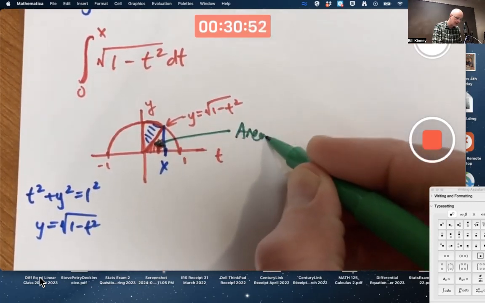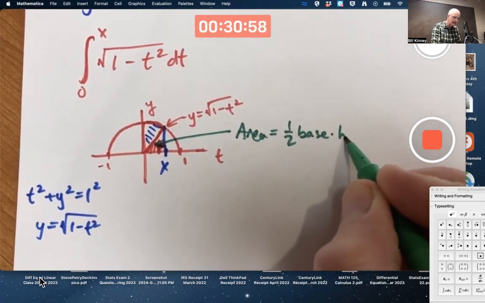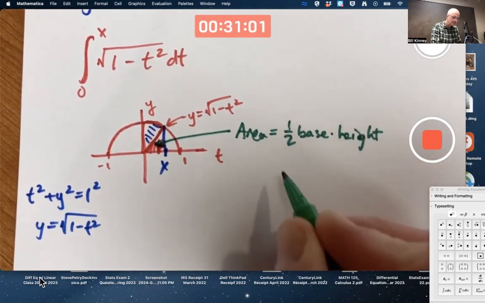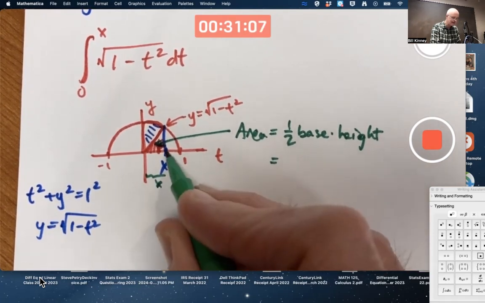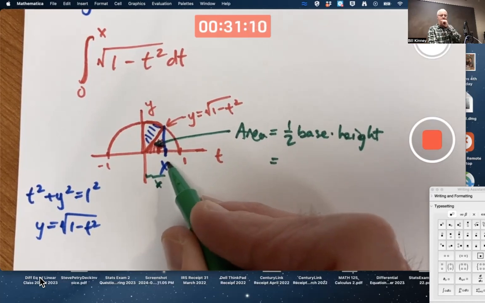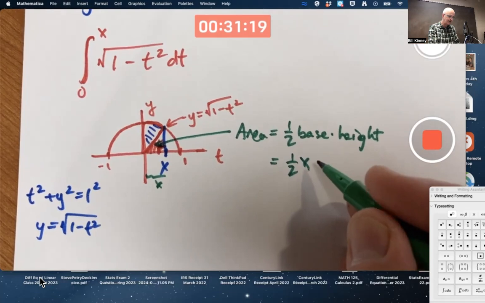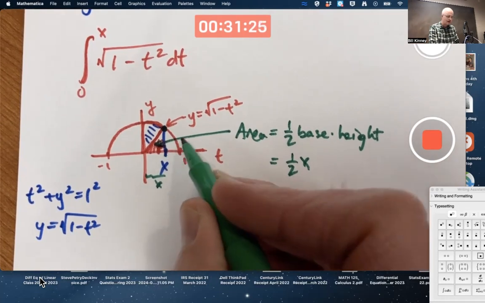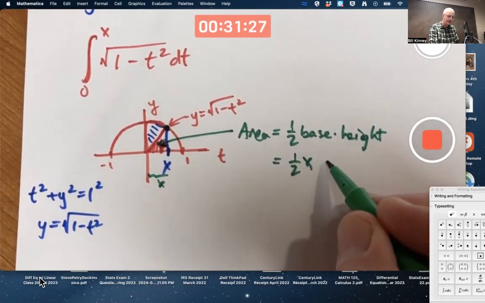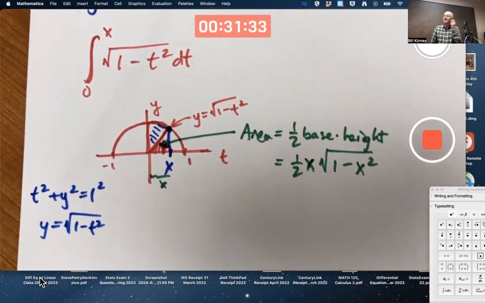Area of this triangle is 1/2 base times height. What's the base? The base is x. If this number on the t-axis is x, then this distance is also x, because I'm going from 0 to that number. So the base is x. What's the height? It'd be the length of this blue line here. It would be this thing, replacing t with x. That's the area of the triangle.